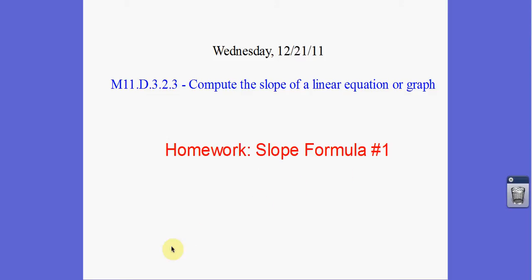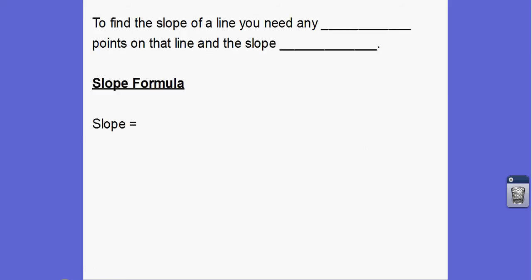Alright, so we're going to take a look today at finding the slope of the line if we're given 2 points on the line. So we'll bypass all that stuff. To find the slope of any line, you're going to need 2 points on the line, and you're going to need the slope formula. Just like we did when we were given a graph, we need 2 points, and we need the slope formula. So what's the slope formula?